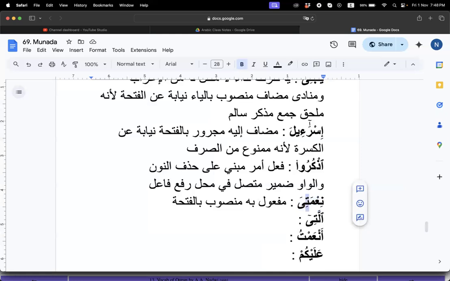The ta has a kasra. So this is mansub bil fathah what? Muqaddara. Yes, this one is muqaddara. Why is it muqaddara? Because we have, what kind of ya is this? Ya mutakallim. Yes, exactly. So we say like just now, mana amin.